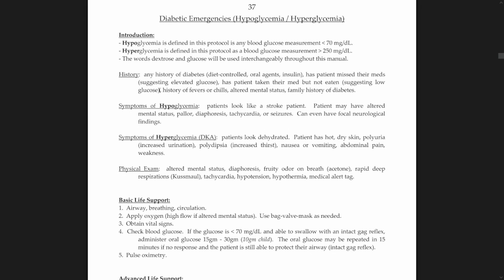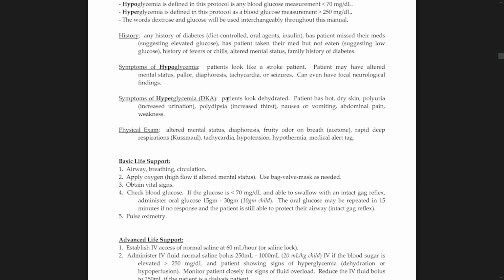Now for history: any history of diabetes, diet-controlled, oral agents or insulin? Has the patient missed their meds? Has the patient taken their meds but not eaten? Do they have a history of chills or fever? Do they have an altered mental status? And do they have a family history of diabetes? The symptoms of hypoglycemia: do the patients look like they had a stroke? Patients may have an altered mental status, pallor, diaphoresis, which is just sweating, tachycardia, or seizures. They can even have focal neurological findings.